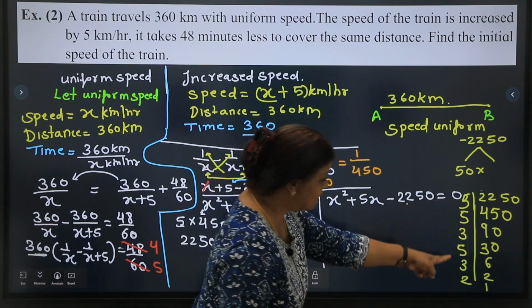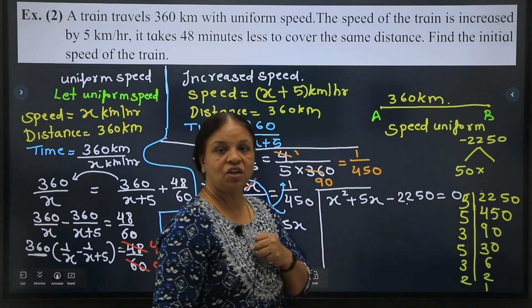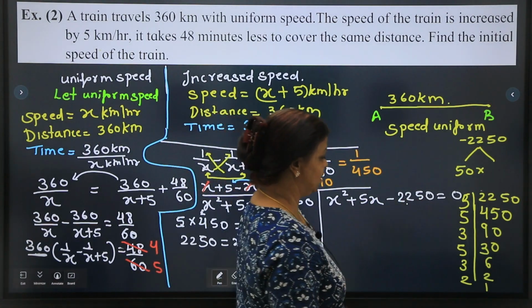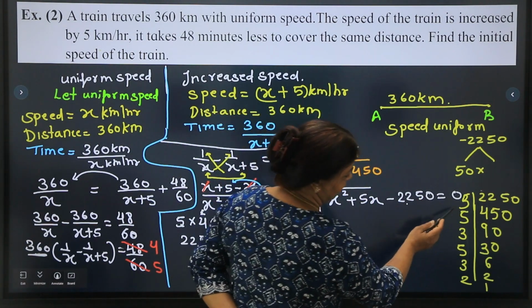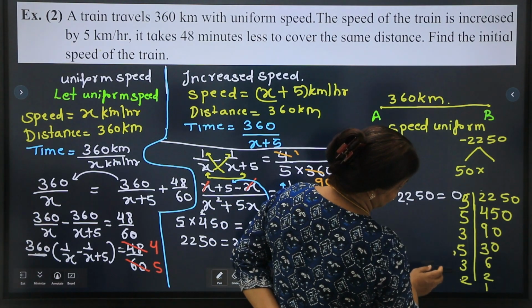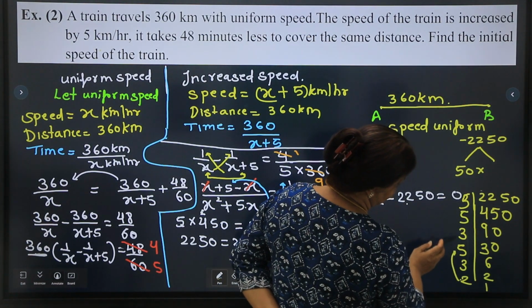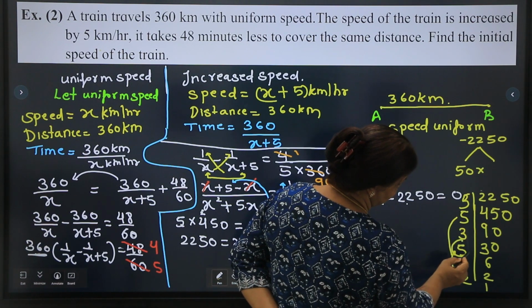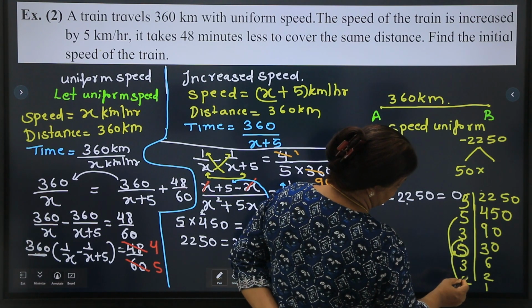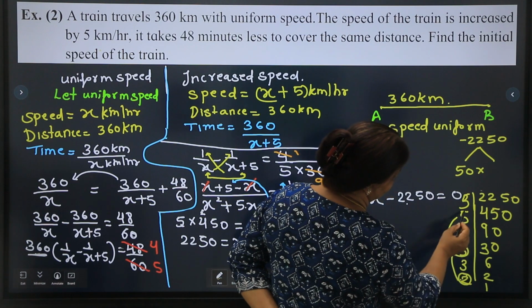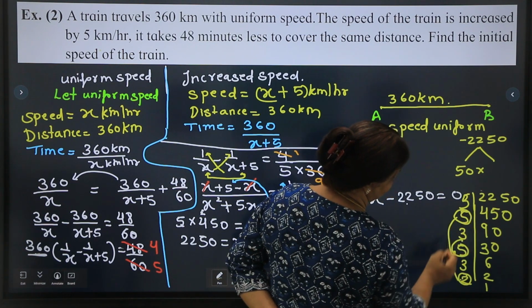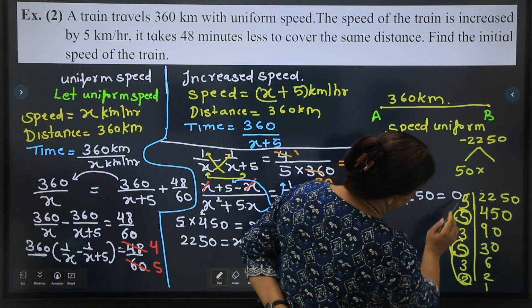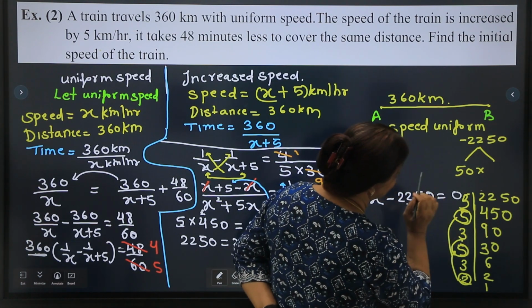Now out of these numbers we have to select any two numbers which will give us 5x and multiplication 2250. So 5 2s are 10, 10 5s are 50. See this number, 5 2s are 10, 10 5s are 50. Now left is what? 3 3s are 9, 9 5s are 45.